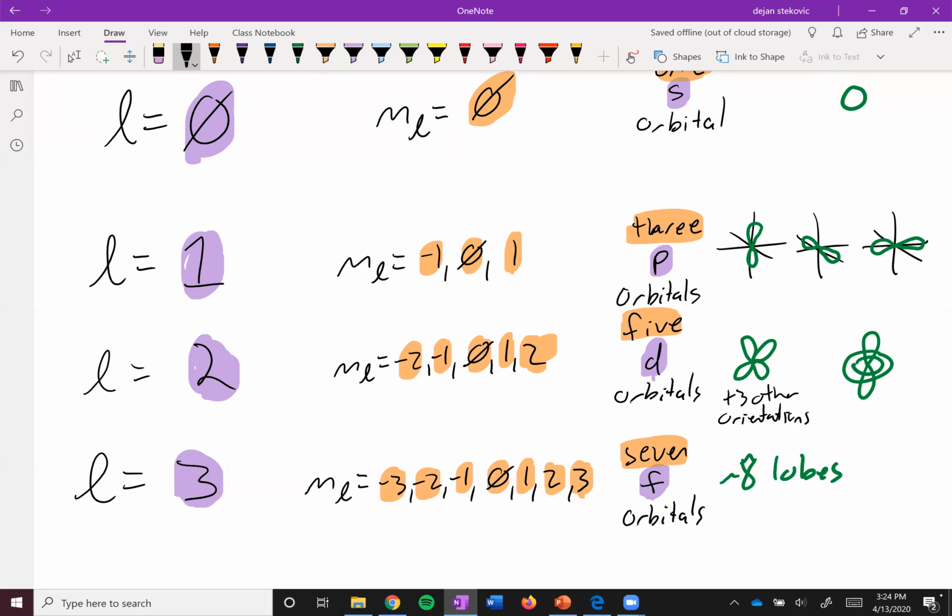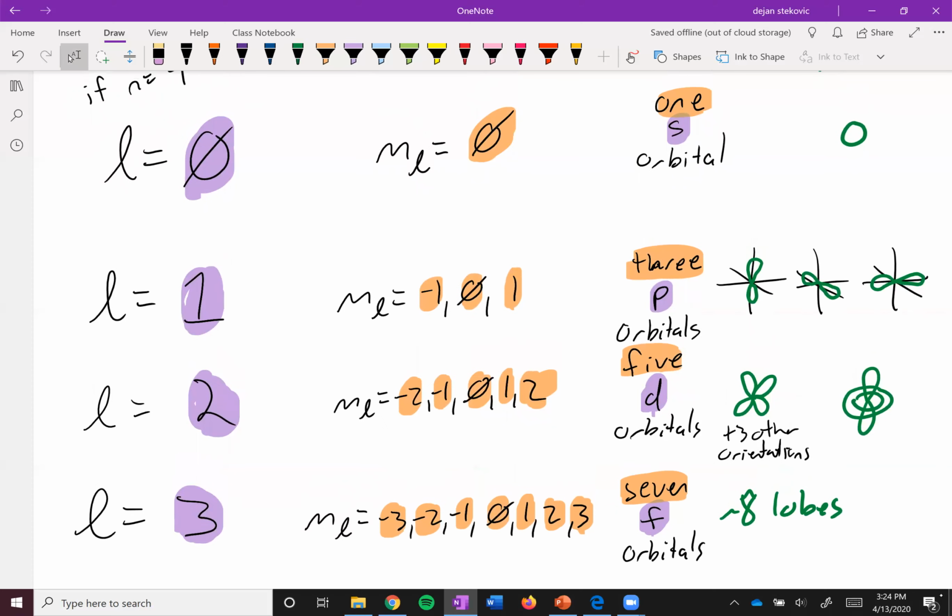I won't ever ask you to draw that. I'll only ask you to draw s, p, or d orbitals, and I don't care about all the orientations and whatnot. I just want you to know the s orbital looks like a sphere. The p orbitals look like dumbbells. The d orbitals look like a 4-leaf clover and then like a dumbbell with a Saturn ring on it. And then f orbitals are just 8-lobed guys.